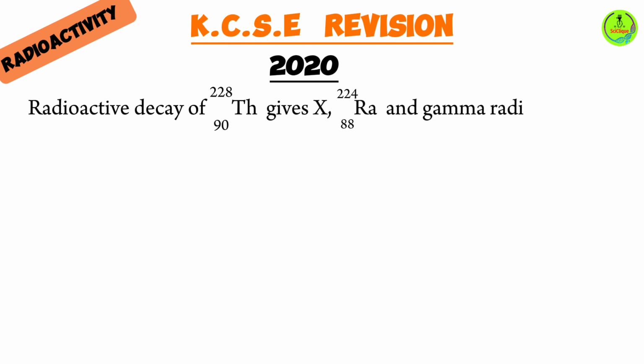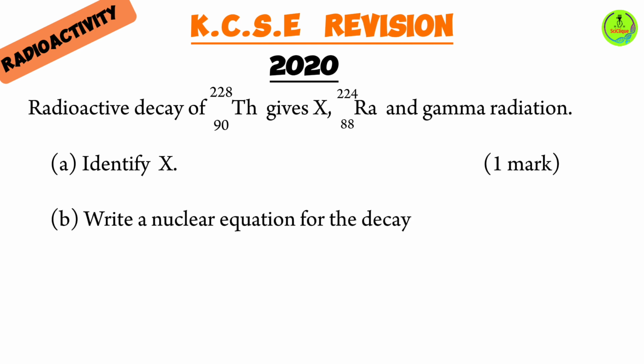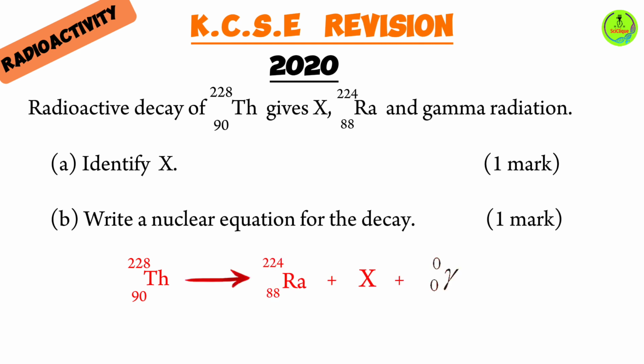This is from KCSE 2020. Radioactive decay of thorium-228 gives X, radium, and gamma radiation. So identify particle X, and then write a nuclear equation for the decay. Okay. So we have thorium undergoing radiation to form radium. We are clearly being told that gamma rays are emitted, but I want to remind you this.